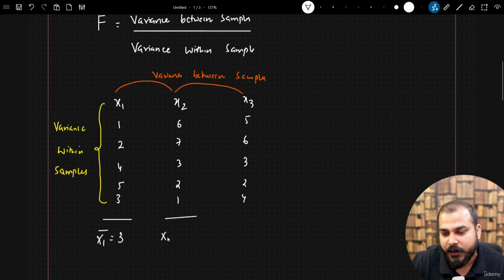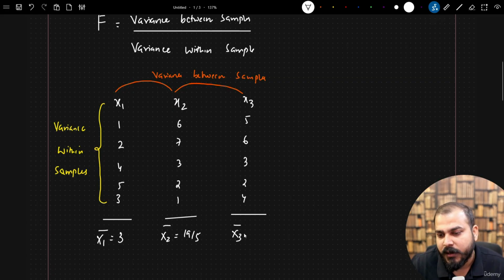You have calculated that. x2 bar is 7 plus 6 plus 3 plus 2 plus 1 divided by 5. Quickly, if I do it, it is somewhere around 19 by 5. And similarly, x3 bar is 5 plus 6, 11, 14, 18, 20, divided by 5, and this will be nothing but 4.